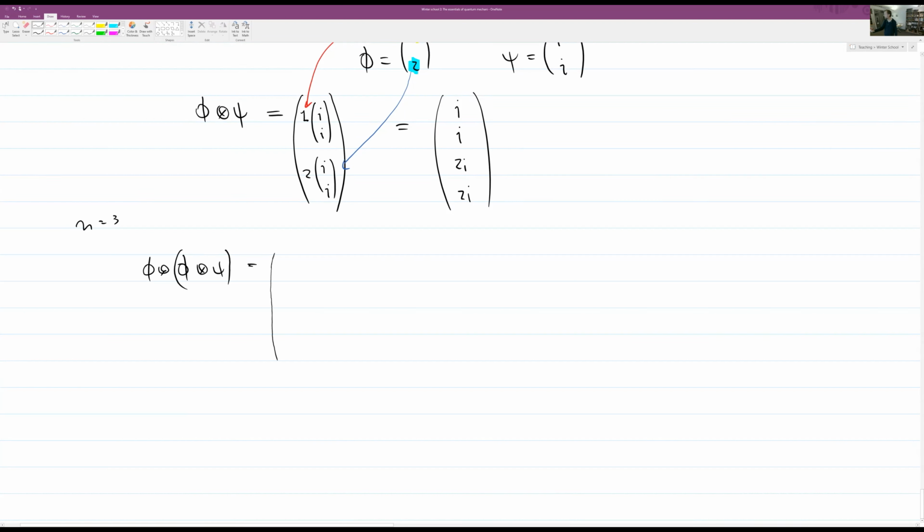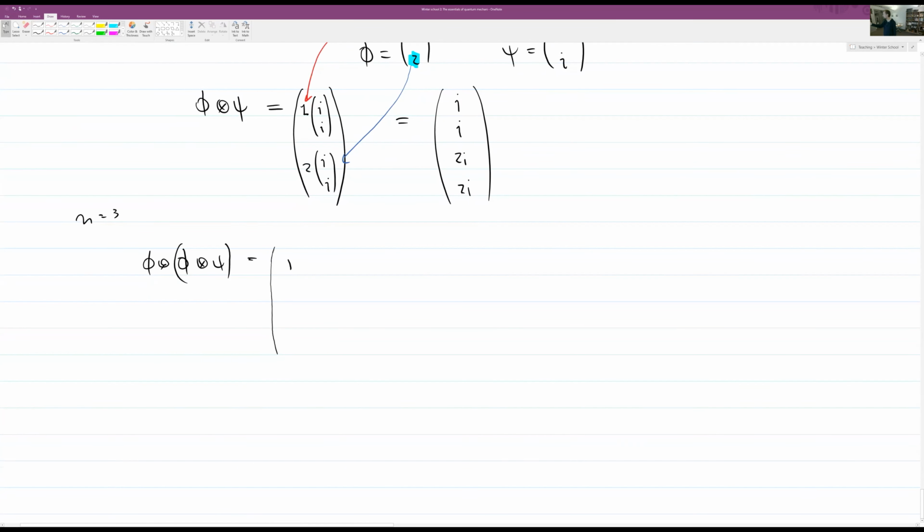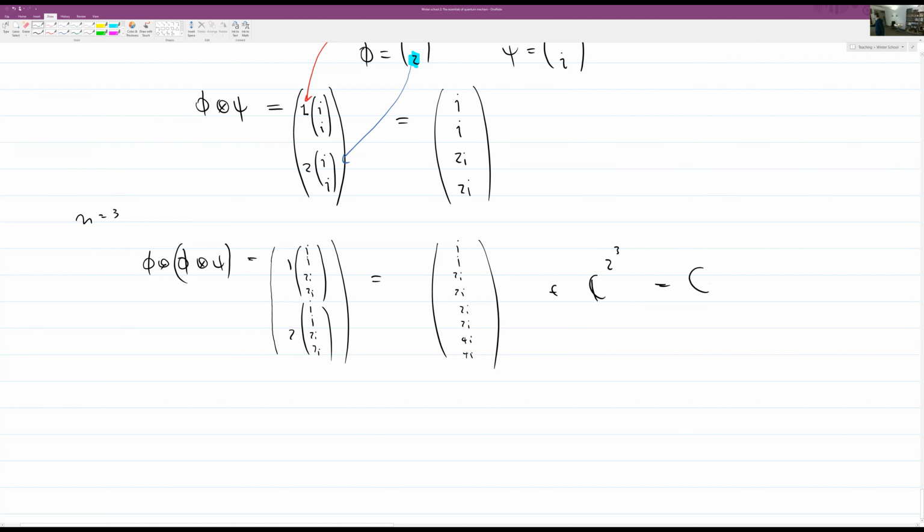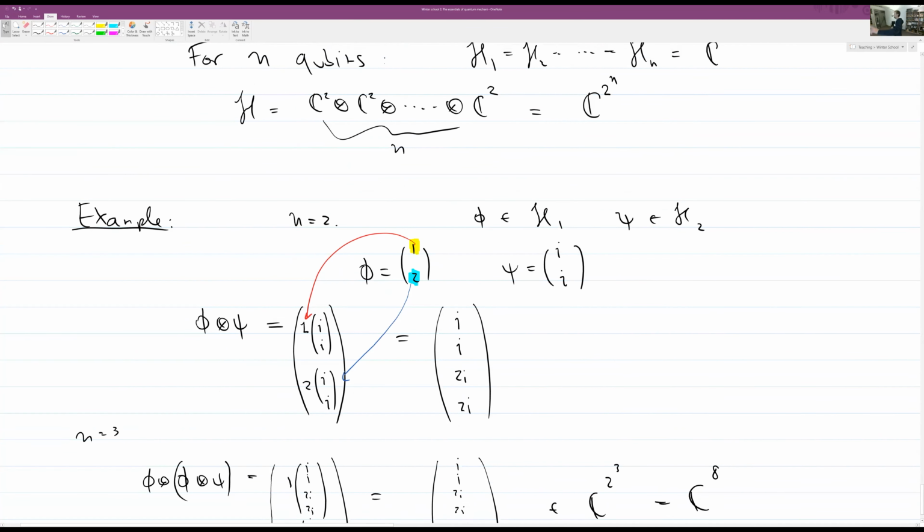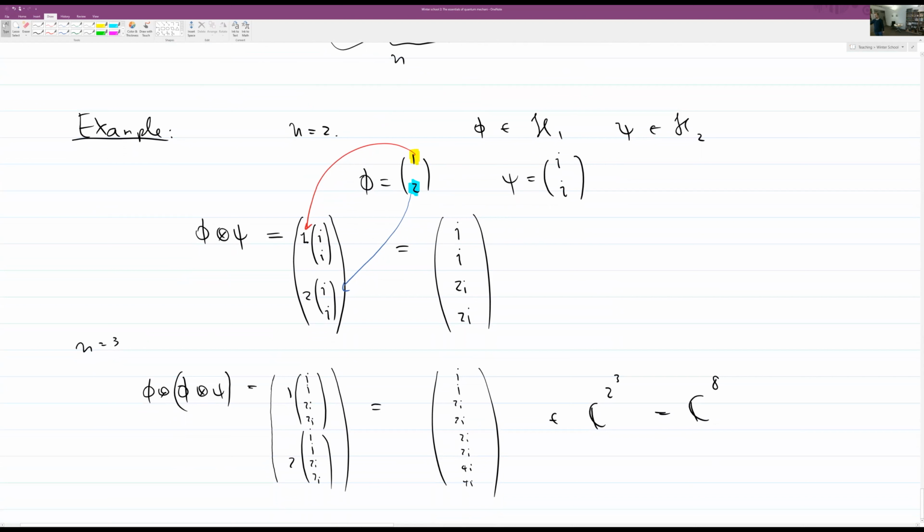We get 1, the first entry of phi, and multiply it by this whole vector, (i, 2i, 2i), then 2 times the whole vector. So we get a vector with 8 entries, and that's an element of C^2 to the 3, which is otherwise C^8. So I've just told you the rudiments of how this tensor symbol works. If you've got vectors like this, then the rule is you take the whole vector and multiply it by the first entry and stack it on top of the whole vector multiplied by the second entry. That's the rule for applying this tensor symbol. And with that, you gain access to zillions of vectors in this tensor product Hilbert space.